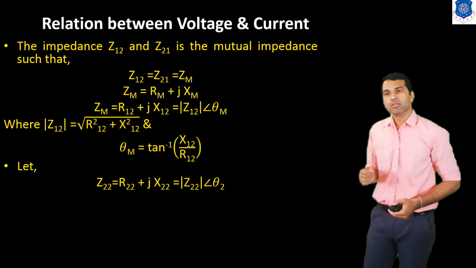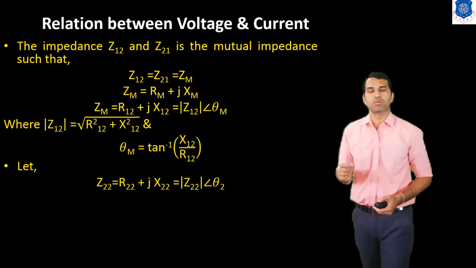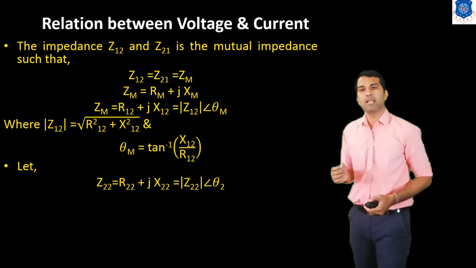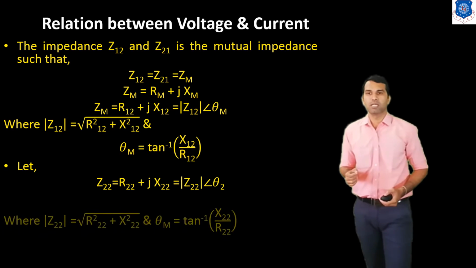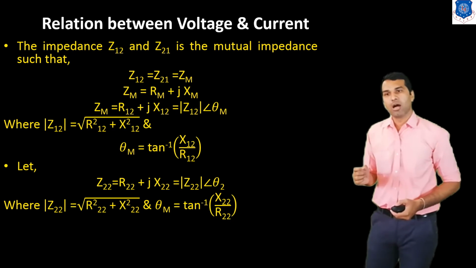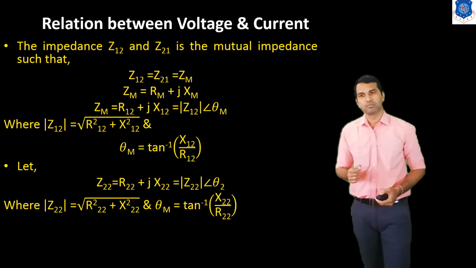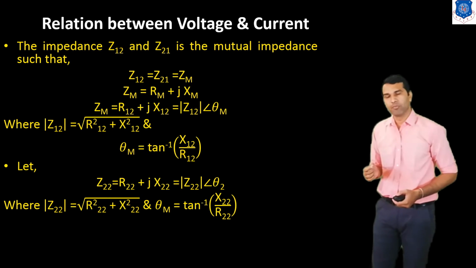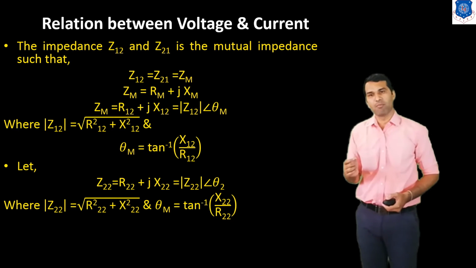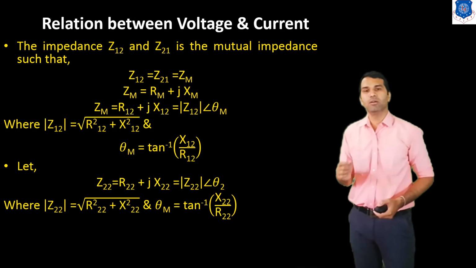Let Z22 be equal to R22 plus jX22. We can also write it in magnitude and angle form as Z22 at angle theta 2, where the magnitude of Z22 is the square root of R22 squared plus X22 squared. And this theta 2 indicates the angle, and we can find it by using the equation tan inverse of X22 upon R22.